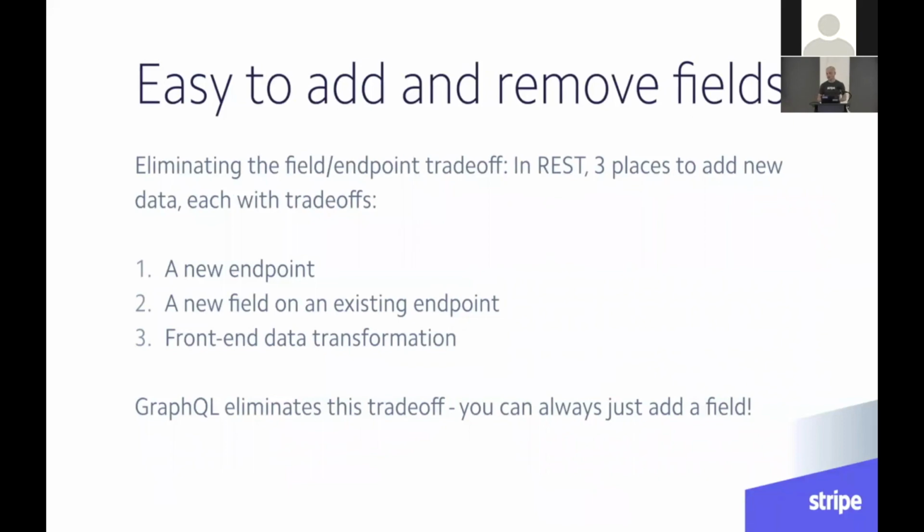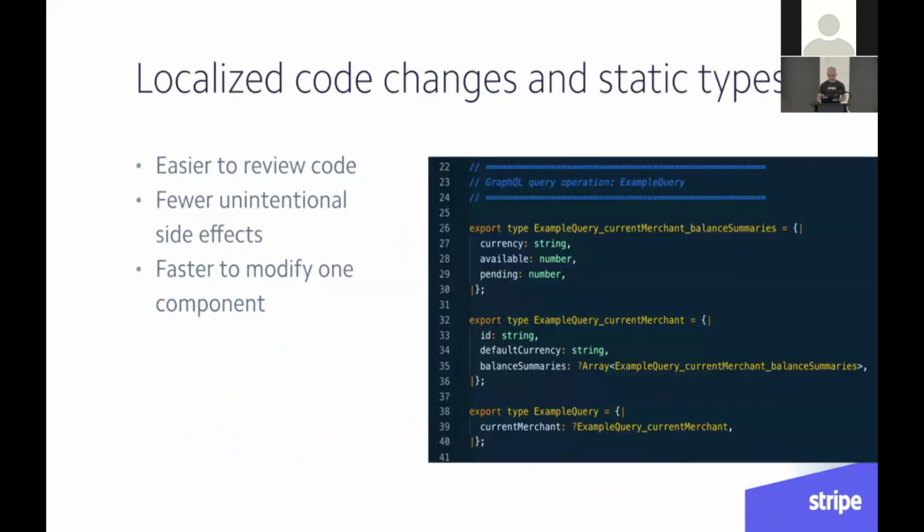So we found that GraphQL eliminated that trade-off for us and made it much easier to keep all of that business logic and source of truth in the schema. Front-end developers have been much more willing, I think, to just add more fields as they need them rather than working around it in JavaScript. And then, as I mentioned before, this idea of localized changes: every query you write can be a new query, and you don't have to worry about breaking someone else's.